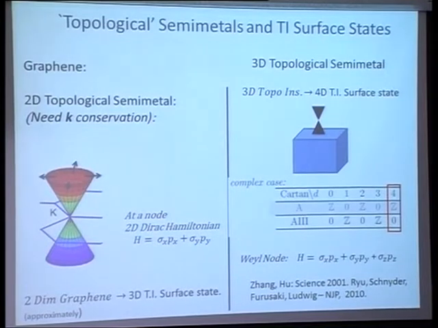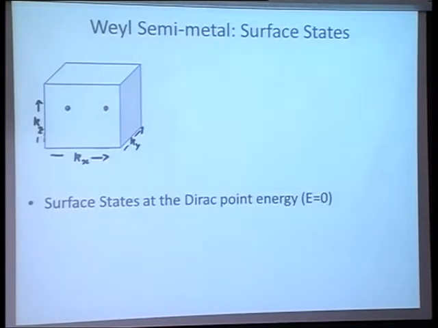Okay, so that may be nice, that you associate the word topological with semi-metal, but what is the consequence, right? Is there any physical consequence of this? So what we have learned from all of these topological phases is that if you want to expose their topology, you should go to the surface. Okay, so what are the surface states associated with the Weyl semi-metal? Let's try to look at the surface states.